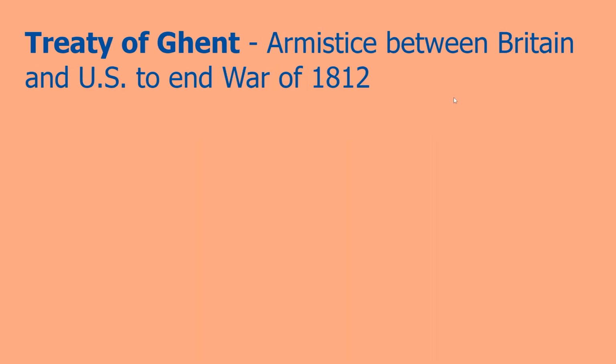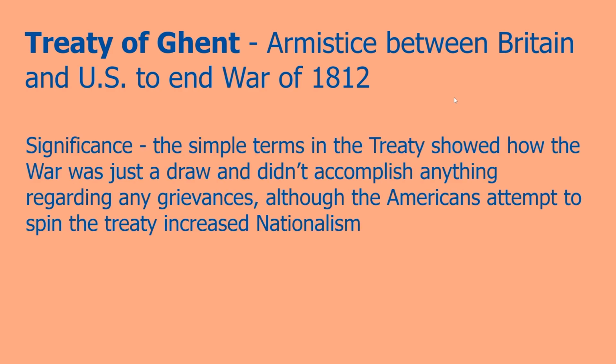Treaty of Ghent, armistice between Britain and the U.S. to end the War of 1812. The simple terms in the treaty showed how the war was just a draw and didn't accomplish really anything regarding grievances, although the Americans' attempt to spin the treaty increased nationalism.